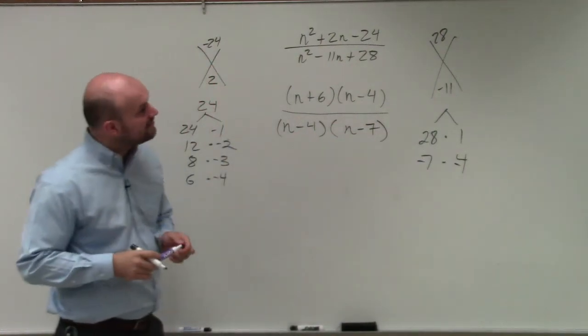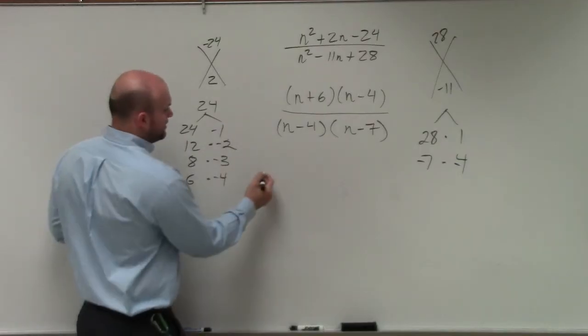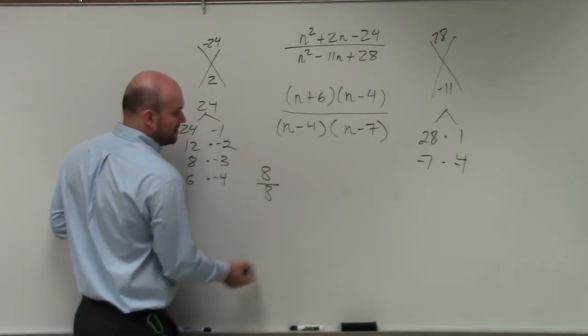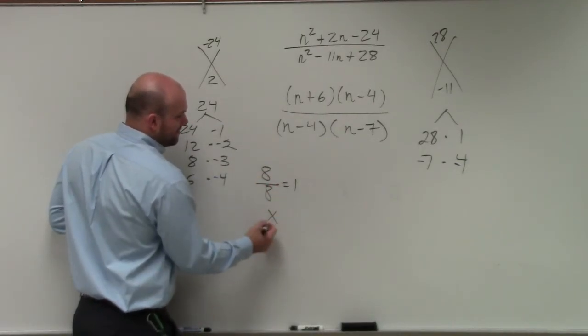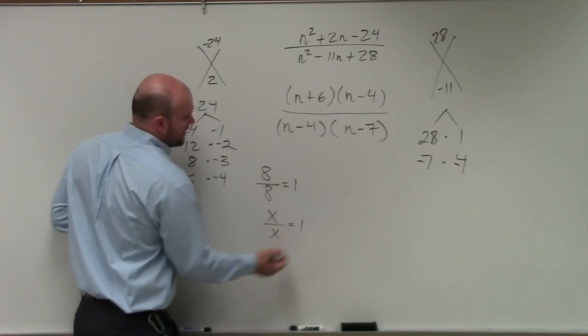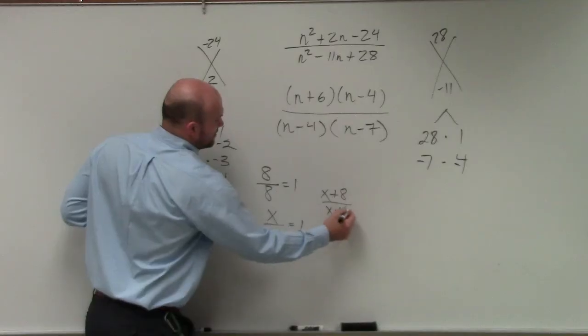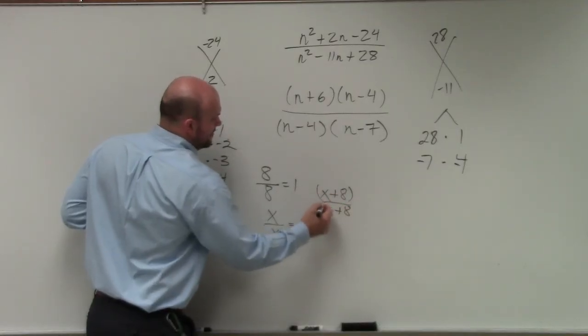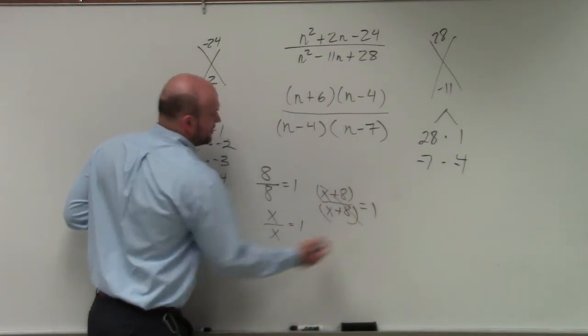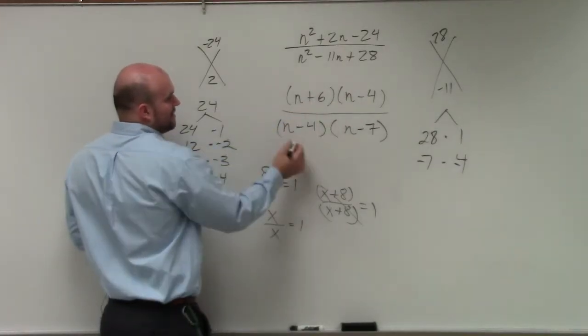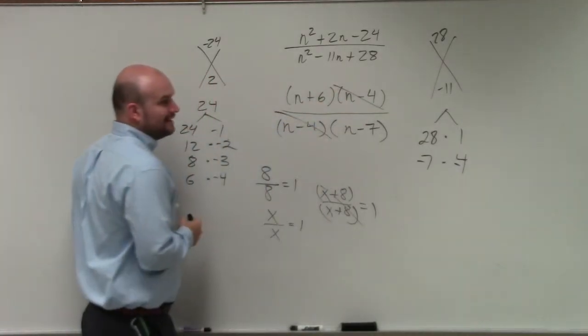And then we apply the division property, which is basically if you have a number divided by the same number, that equals 1. If you have a variable divided by the same variable, that equals 1. If you have an expression divided by an expression, and they're exactly the same, that equals 1. So n minus 4 divided by n minus 4 is equal to 1.